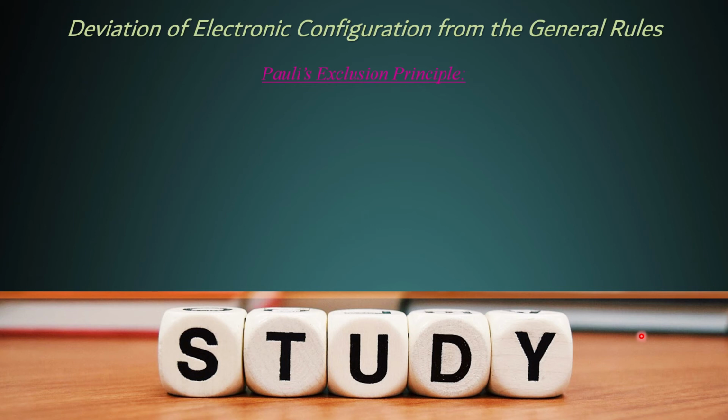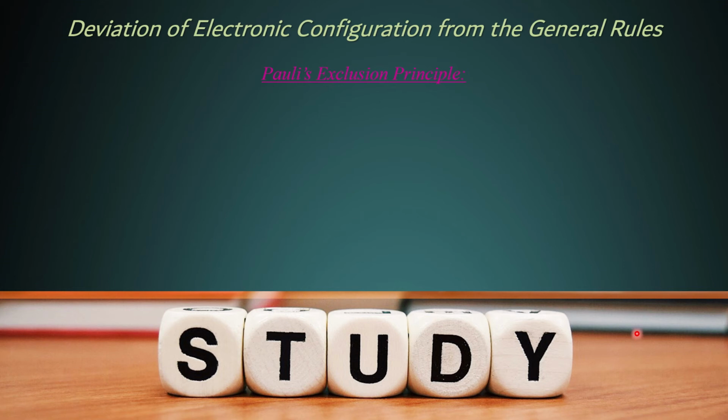You have all remembered Pauli's exclusion principle. The principle is that the four quantum numbers of any two electrons of an atom will never be identical. At least one value must be different. Pauli's exclusion principle is followed by all the atoms. There is no atom which doesn't follow Pauli's exclusion principle.